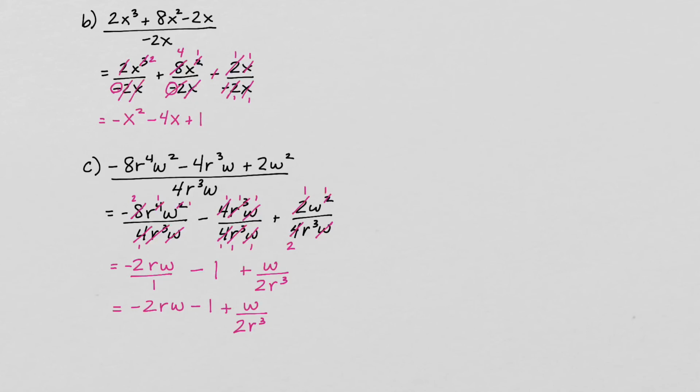And so that's how you do the division when there's just one term on the bottom. And then the next video is going to show you how to do the division when there's 2 terms on the bottom.